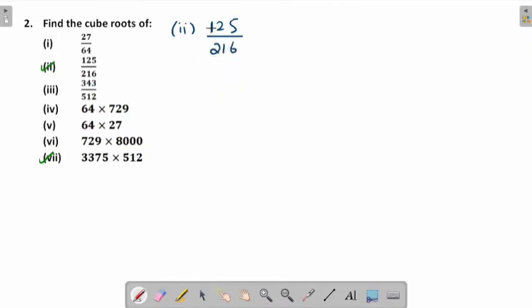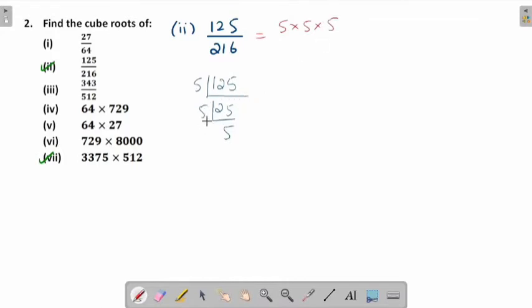First and foremost you need to again factorize the numerator. So let's see what we get by taking the factorization. We start with 5. 5 2's are 10, 5 5's are 25. Again with 5 gives you this one. So basically you can write this 125 as 5 into 5 into 5.